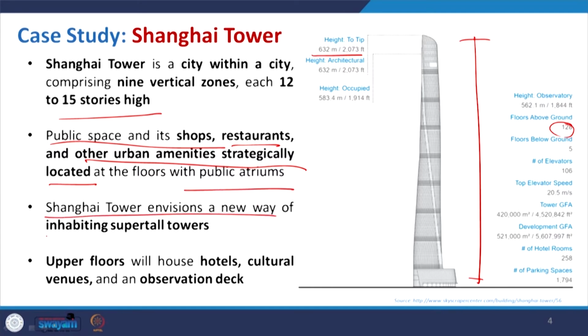Again, this is a new way of inhabiting super tall towers. In the concept, the upper floors will have hotels, then you have cultural venues and an observation deck, from which you can actually see the entire city.